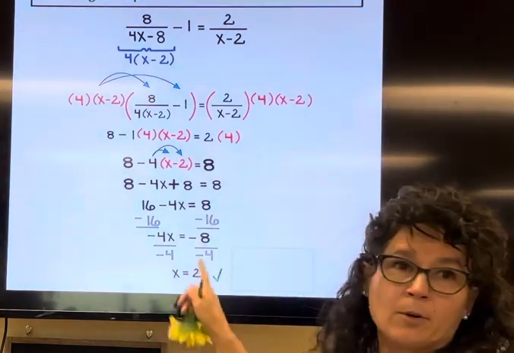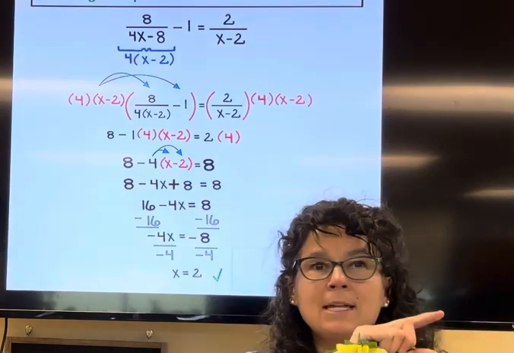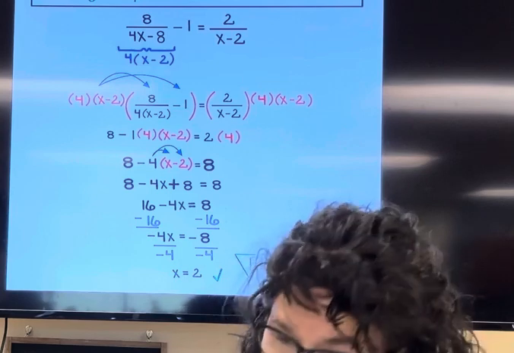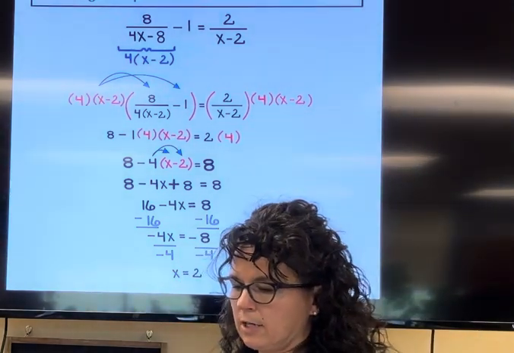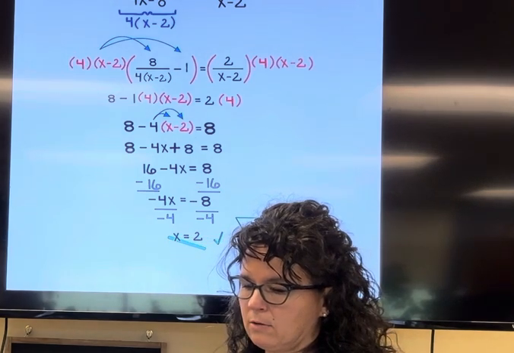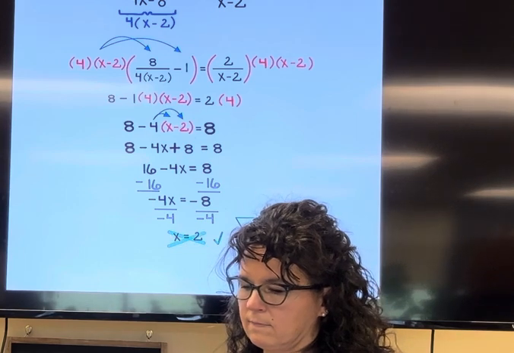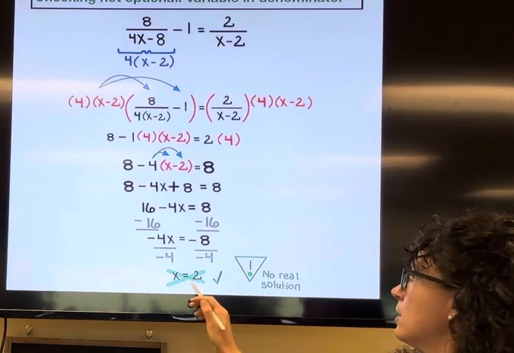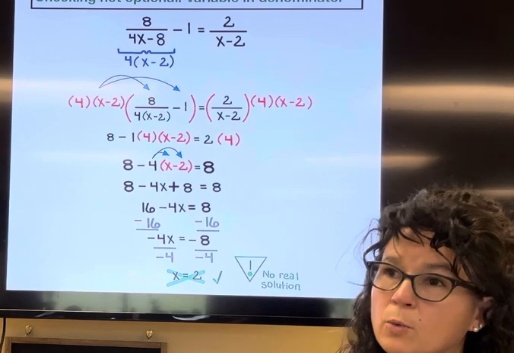So if this number, when you substitute it back into the original, makes any of the pieces divide by 0, then that means that we have to throw that answer out. So I'm going to come over here. Oops. And I'm going to throw this out. Maybe I'll put an X here. Okay, so that one gets thrown out, which means that this has no solution or no real solution.